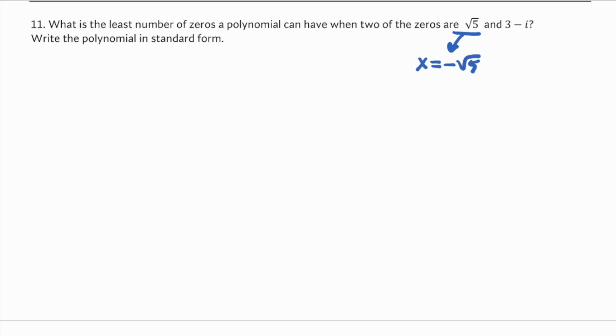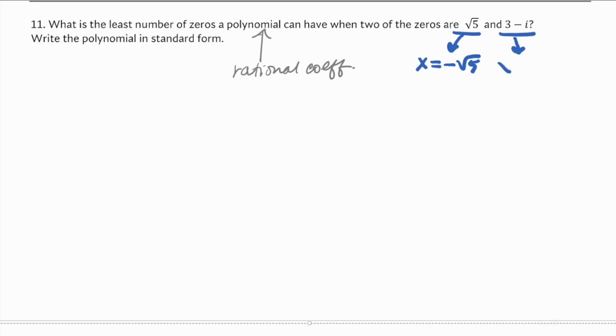x equals negative square root of 5 is going to be a root as well, for a polynomial with rational coefficients. Okay. If we didn't have to have rational or real coefficients, then we could just multiply x minus root 5 and x minus 3 minus i, multiply it all out. It'd be really ugly, but we'd have something. But then, what I was saying in the last problem, if x equals 3 minus i is a root, then x equals 3 plus i is also a root.